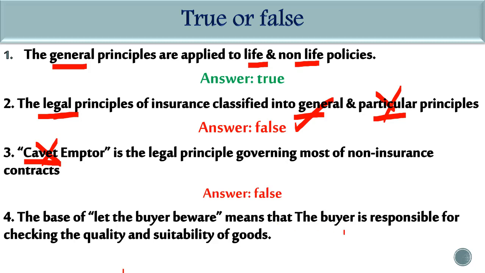Number four, the base of let the buyer beware means that the buyer is responsible for checking the quality and suitability of goods. Caveat emptor, as we say, or let the buyer beware. According to this principle, neither the buyer nor the seller is required to disclose any facts or information the other didn't ask for. That means the buyer is responsible for checking the quality and the suitability of goods before a purchase is made. So our question is true.